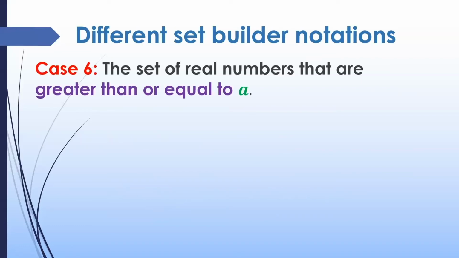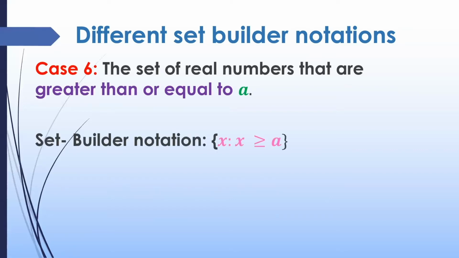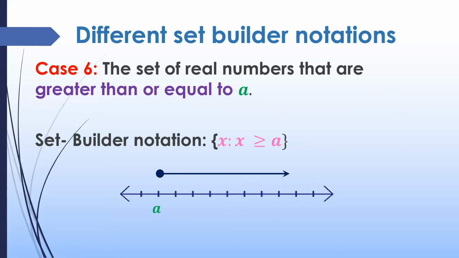Case 6. The set of real numbers that are greater than or equal to A. So here, in set builder notation, I'm going to have X such that X is greater than or equal to A. And on my number line, I will have a shaded circle at A, and my arrow would point towards the right.